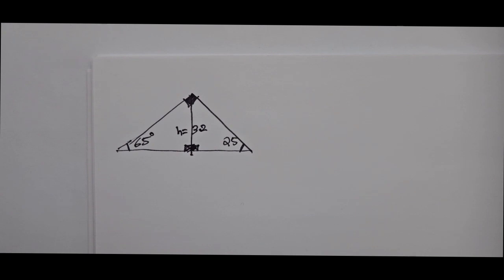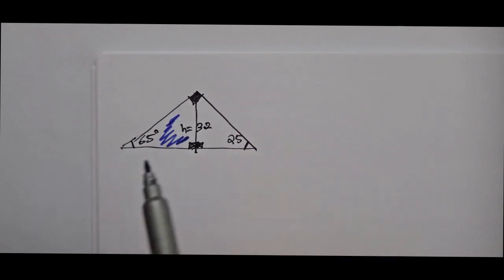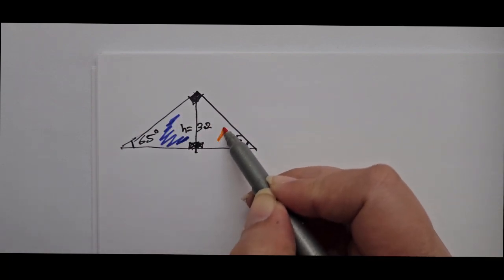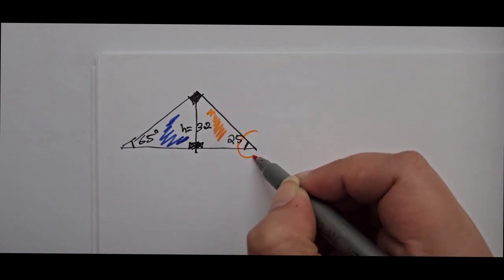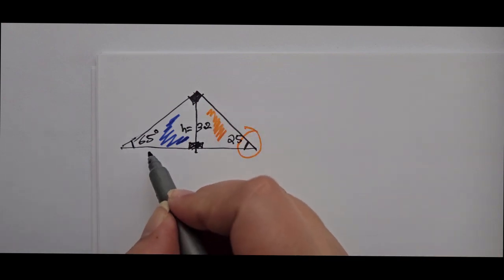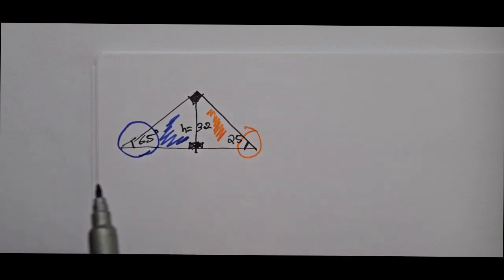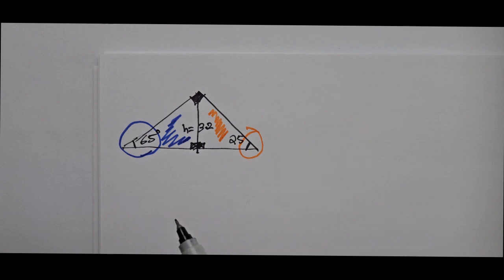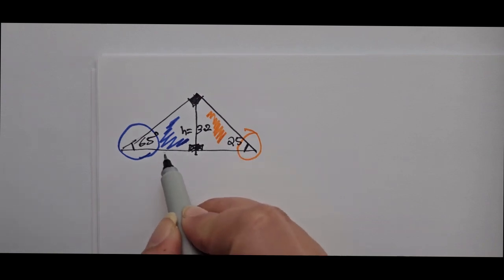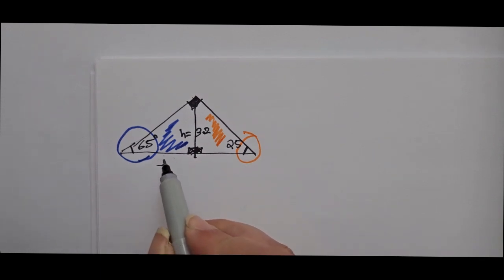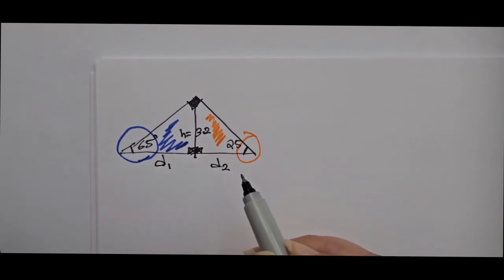Again, what I'll do, I just consider two triangles. This triangle in blue, and then this triangle in orange, and I consider this angle and this angle. Then I write the tangent of this angle in the blue triangle, and I calculate the tangent of this angle in the orange triangle. And remember, this is D1, this is D2. And if I add them together, then I will get the D.